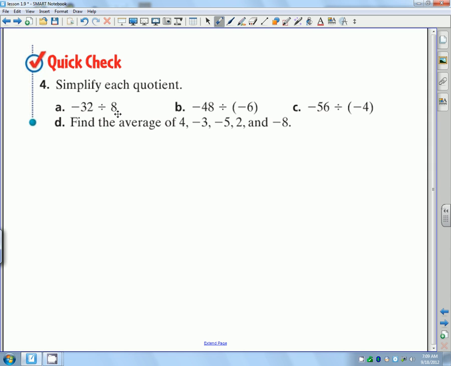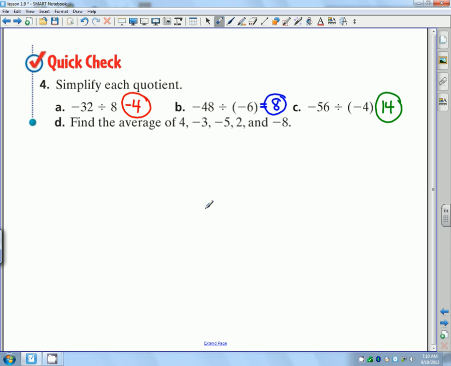All right, negative 32 divided by 8 is simply negative 4. I have a negative and a positive, so that makes the answer negative, one of each. The next one is negative 48 divided by negative 6, so that becomes a positive 8. And then lastly, I have negative 56 divided by negative 4, which becomes a positive 14.